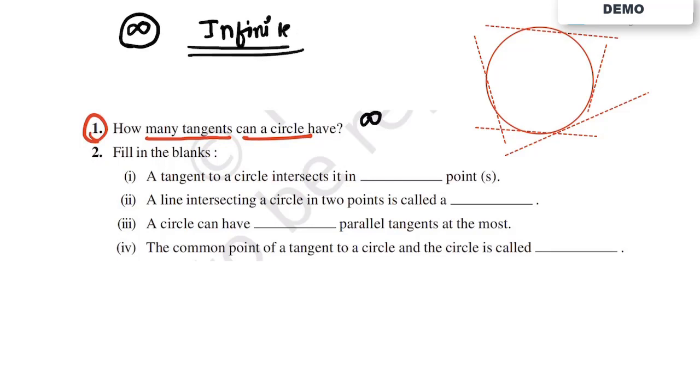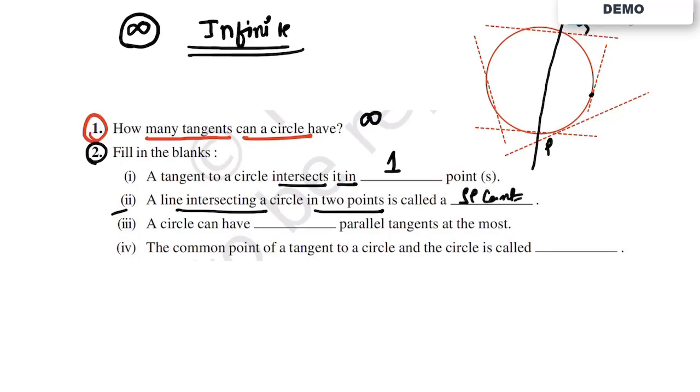or you could write it as infinite. Okay, now some fill in the blanks. First fill in the blank: a tangent to a circle intersects in how many points? So you can see very easily it intersects at just one point. Second question: a line intersecting a circle in 2 points is called, I told you, a secant. PQ is called a secant.